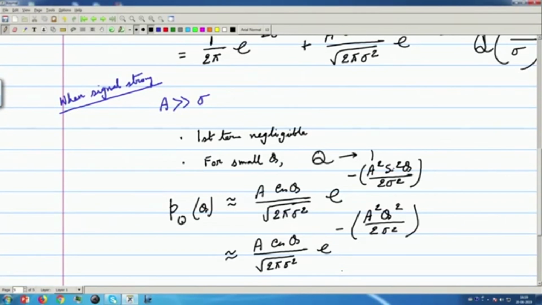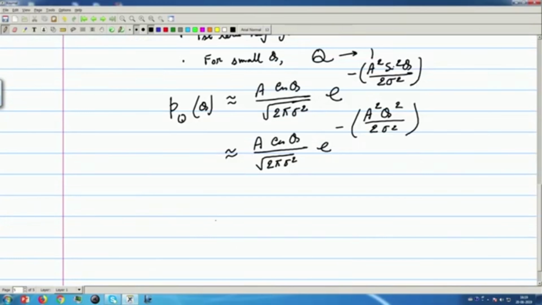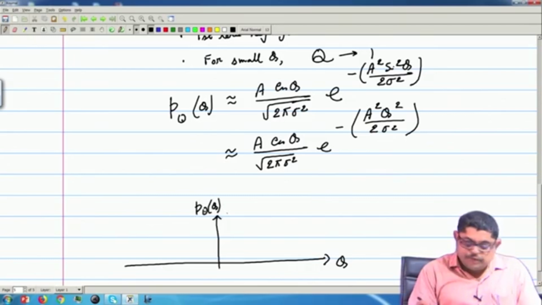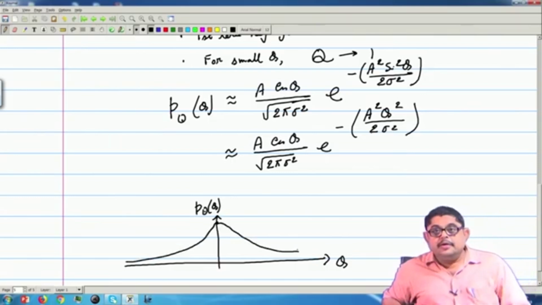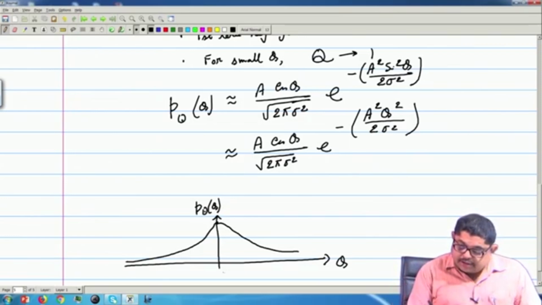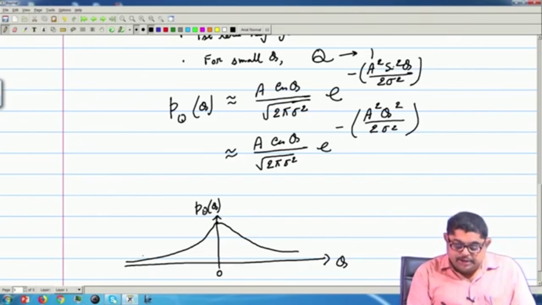So, I can say that if this is theta versus this is p theta, then the curves will be something like this. This is variance, it is a both sided curve. So, I can say the whole range of theta means from minus pi to plus pi.